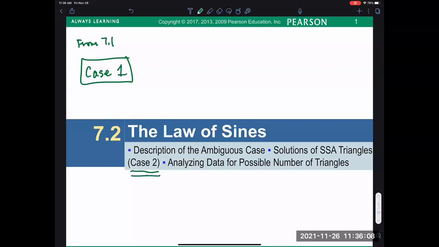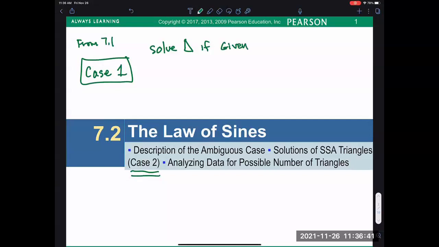And so I'm going to try to start with a little overview of how what we're doing in 7.2 is a little different than what we did in 7.1, and why we have a special case for that. So in case 1, we learned that we can solve a triangle, meaning figure out all the sides and angles of the triangle, if we are given 3 bits of information about the triangle.